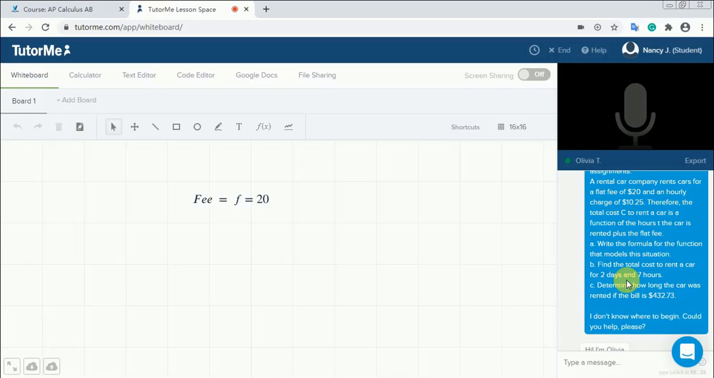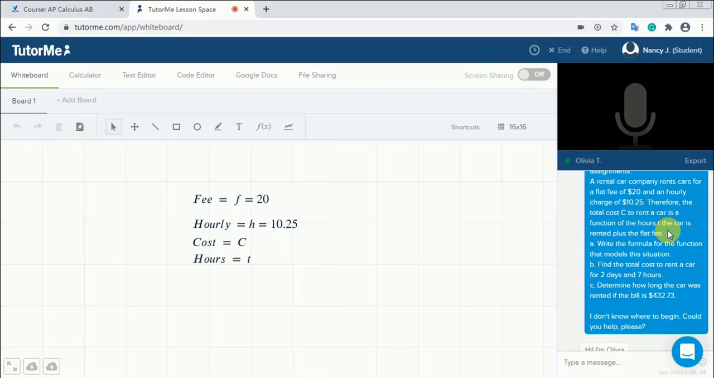So let's say the hourly charge, we'll call that H, okay? And that was $10.25, right? So we have our flat fee is 20. Our hourly charge, H, is $10.25. Therefore, the total cost, C. They're telling us that the total cost to rent is a function of the hours T the car is rented plus the flat fee. So then hours is T. Does everything we have on there make sense?